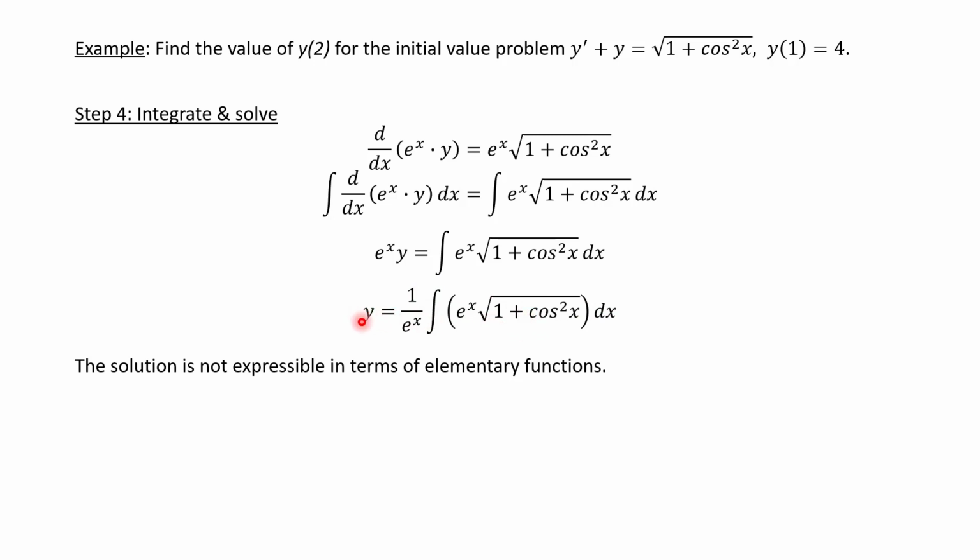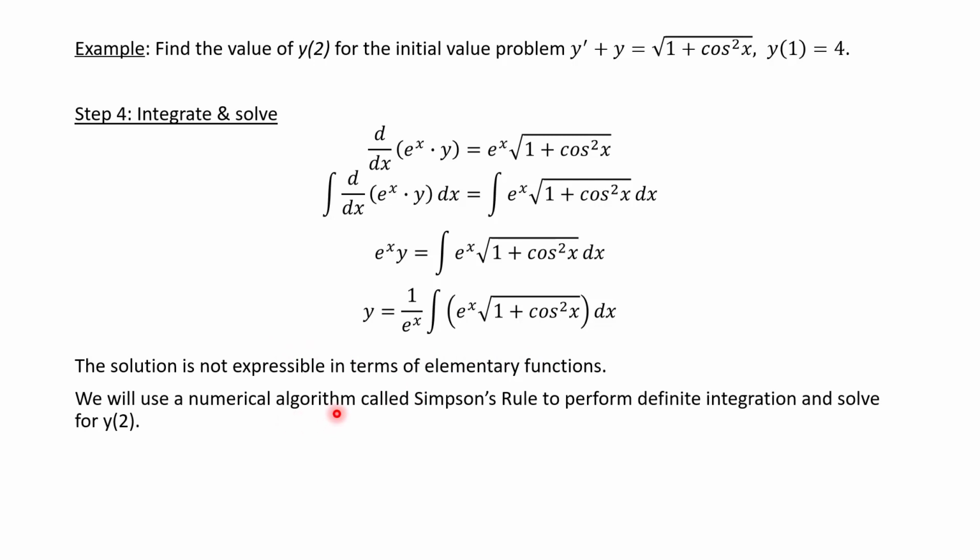But the issue is we were asked for something very specific. So this one's a little different than our previous example. We need to know what y of 2 is. Okay, and so I can't just plug in 2 for x because I have to integrate this first before I can plug in 2. And so that's going to be the tricky part here. So this solution is not expressible in terms of elementary functions. So we're going to use a numerical algorithm called Simpson's rule to perform definite integration and solve for y of 2.